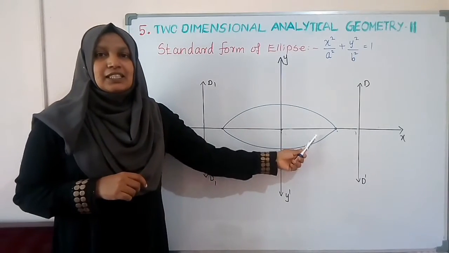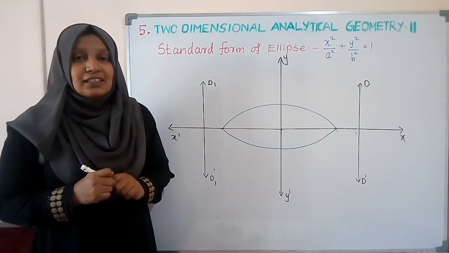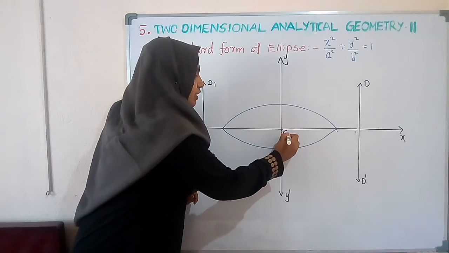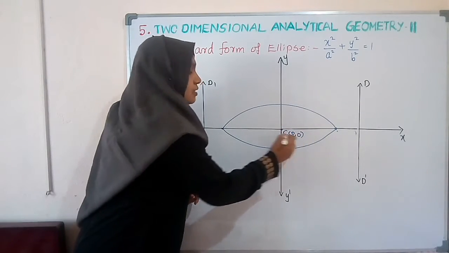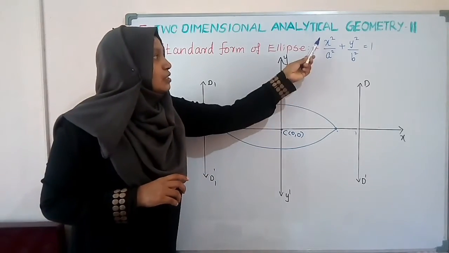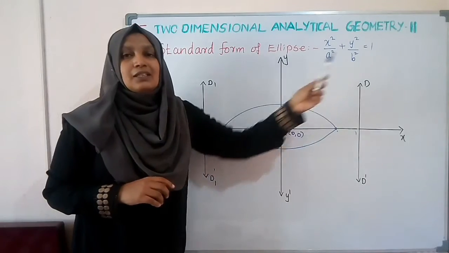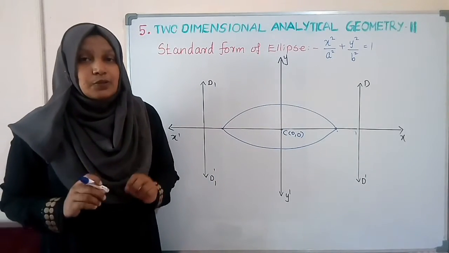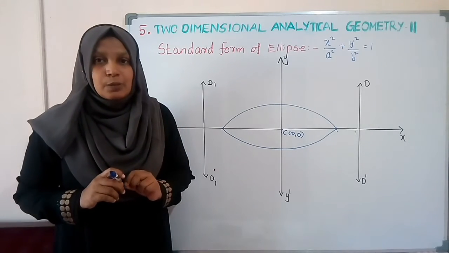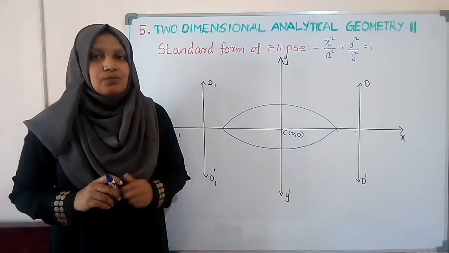Here you can see the curve ellipse. Its standard form when the center is at origin. See, this point is the center of ellipse. It is at the origin. Then the equation of ellipse is x square by a square plus y square by b square is equal to 1. With center at origin, x square by a square plus y square by b square is equal to 1.